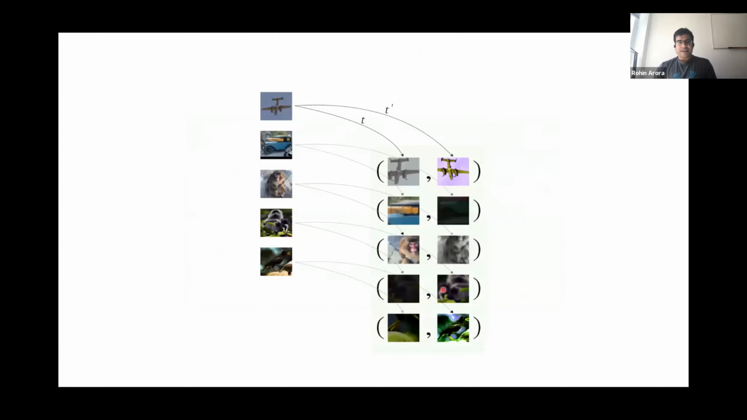This is what your entire data set might look like. So you have n images, all are transformed into two versions, which are random augmentations. So given n images, your data set becomes 2n. Every image is transformed into some random augmentation.